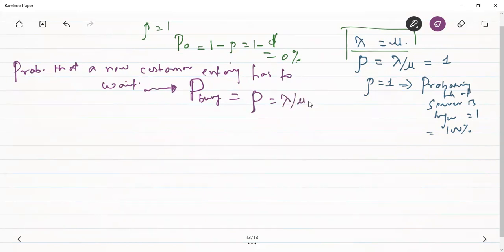Okay, so sometimes there is a twist in the question, that what is the probability that the new customer entering has to wait? So it is nothing new. It is simply equal to rho, which is given by the ratio of the arrival rate to the service rate. Okay, because a new person entering has to wait. उसको wait करना पड़ेगा because the server is busy. So the server is busy, probability कौन देता है? That is given by rho. Okay. Sometimes it's asked in the question, what is the probability that there are zero customers in the system?